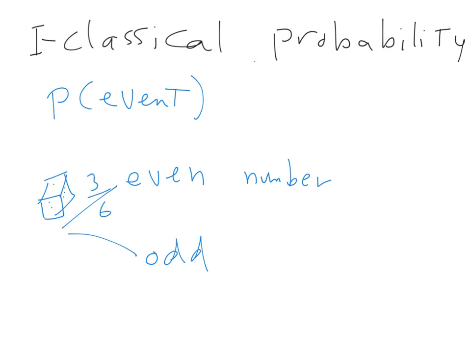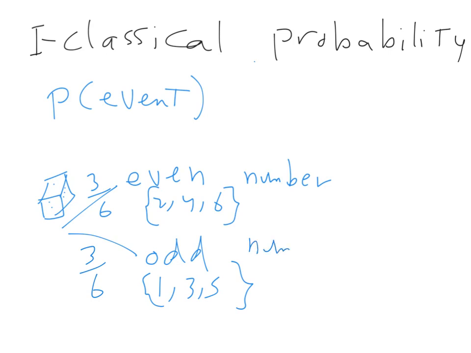Similarly, the probability of getting an odd number, which could be 1 or 3 or 5. Remember, this is 1 or 3 or 5, and this is 2 or 4 or 6. So here it is 3 out of 6, and here also 3 out of 6 outcomes. So this will also be 3 over 6. So that's, in this case, the probability of getting an odd number.